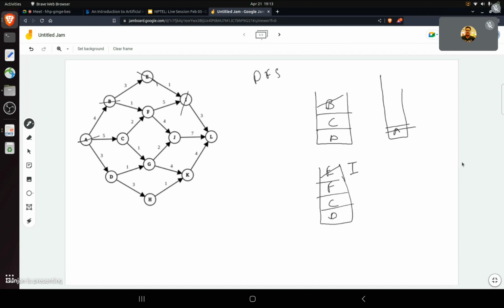Then we will pop I and explore I. The child of I is L. So we reach the goal state, right? You can see clearly that for this example, if we just apply DFS, we would reach the goal state much faster.